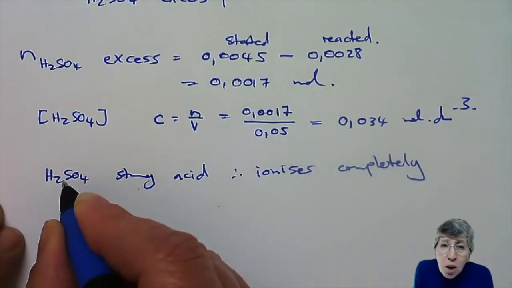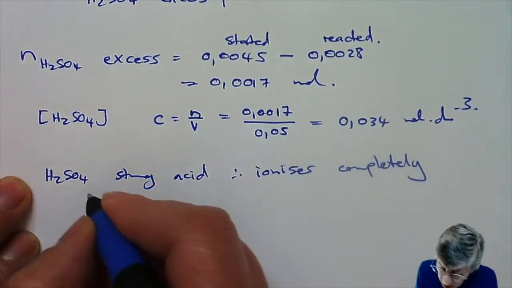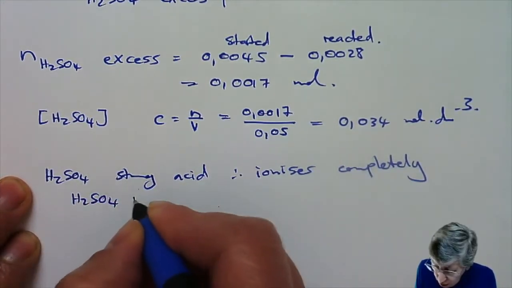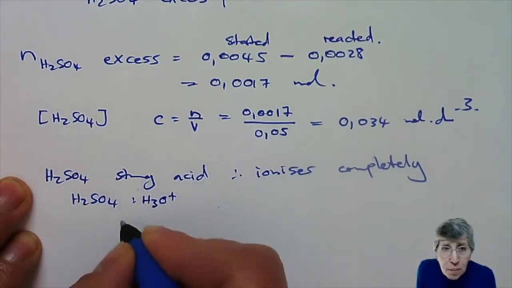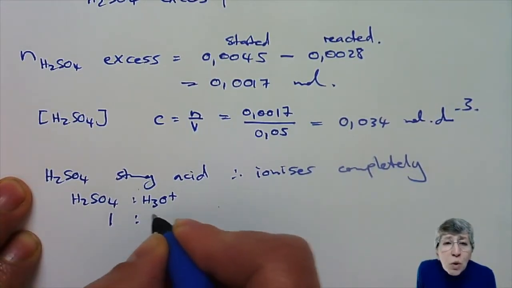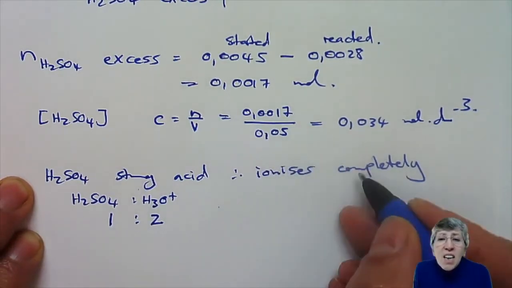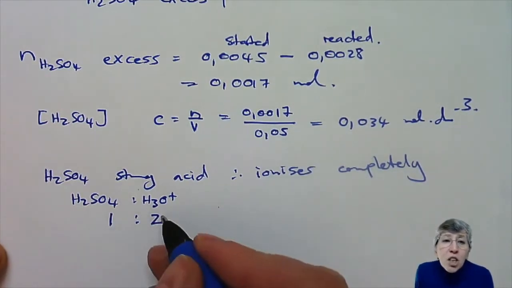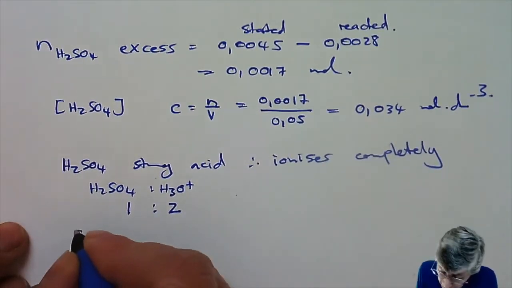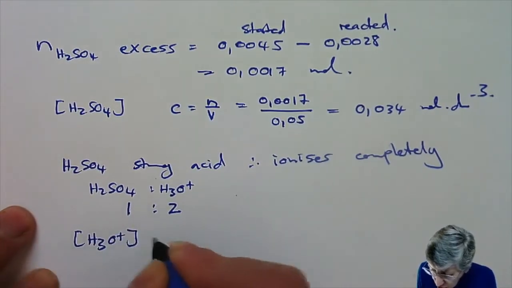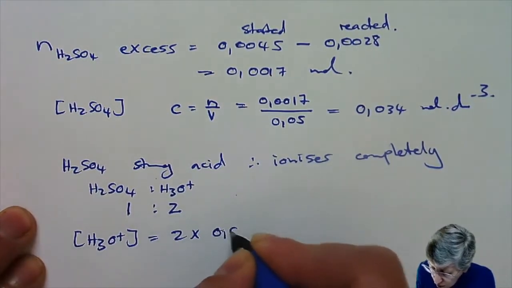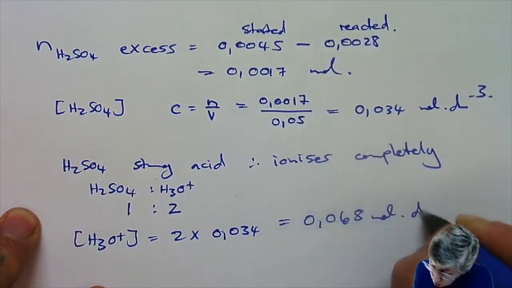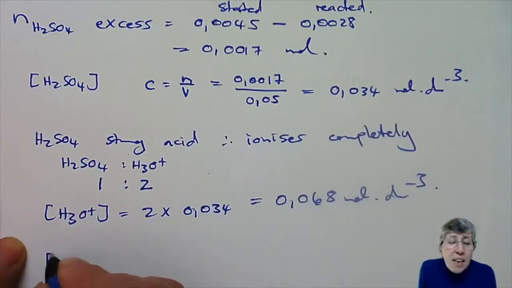So every single molecule will react, right? And also, what do I know about H2SO4? It's diprotic. So if you think about how much hydronium ions will be produced, one of this will make two of that. So it ionizes completely, every single molecule reacts, and when it reacts, it makes two hydronium ions. And that immediately tells me the hydronium ion concentration will now be 2 times 0,034, which is 0,068 moles per cubic decimeter, and then the pH is easy, right?